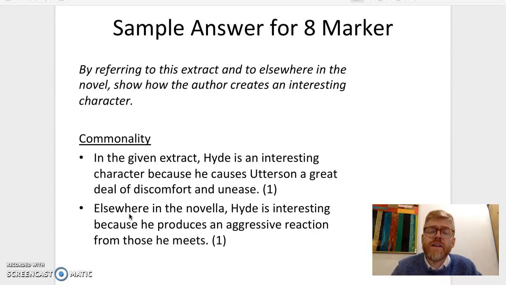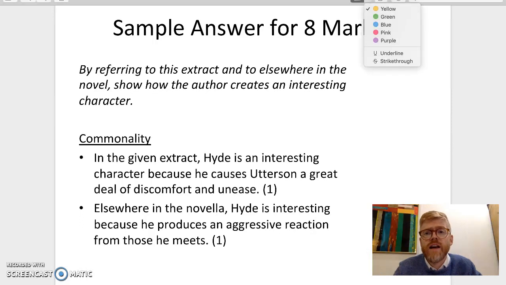sample response. In this video, we're going to have a look at a second sample response, and I'm also going to give you some tips for how you might effectively revise for this part of the exam. So let's have a look first of all at this sample answer for the 8-marker. And here we're dealing with this question: by referring to this extract and to elsewhere in the novel, show how the author creates an interesting character.